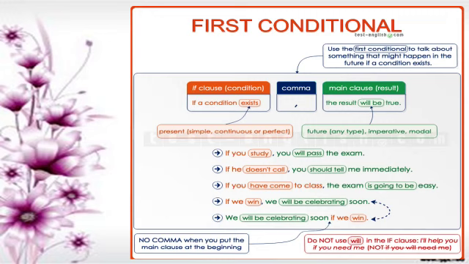Okay, students, the first conditional. What is the first conditional? Use the first conditional to talk about something that might happen in the future if a condition exists. The first conditional is divided into main clause and the result. Yes, when we start a sentence with a possible situation, we write a comma before the result.